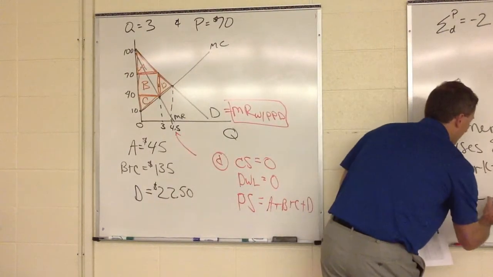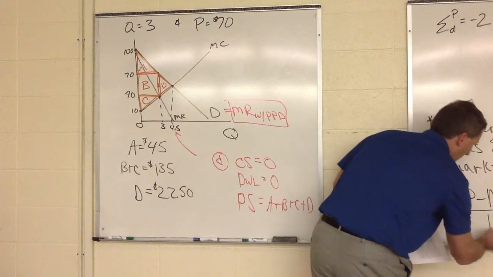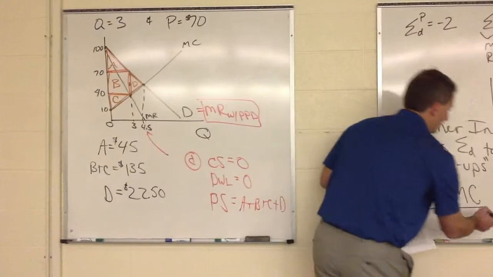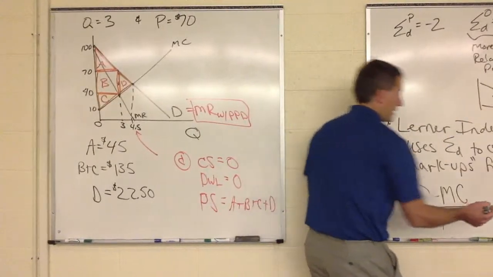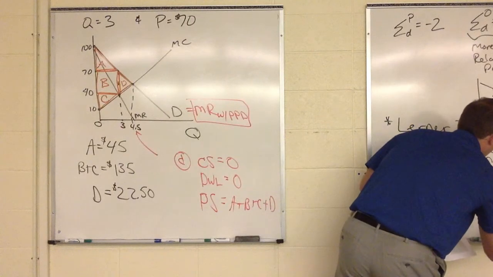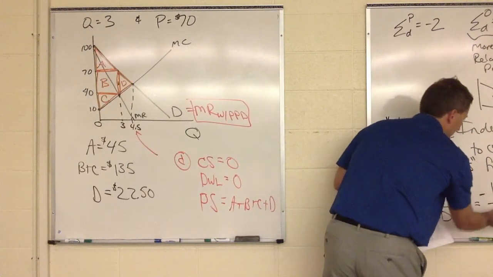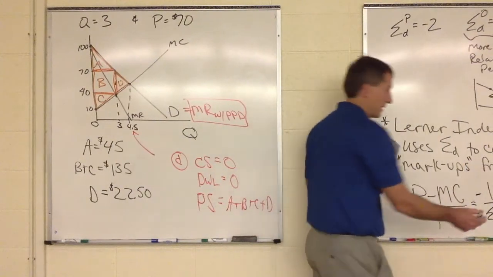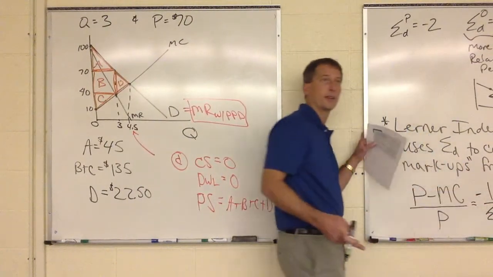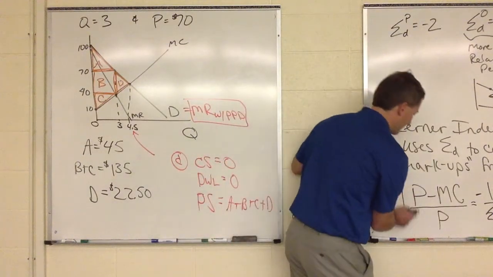Price minus marginal cost, divided by price, which is a little bit weird, equals 1 over the elasticity of demand. And then we're going to make this negative. Since the elasticity of demand is always negative, we cancel that out with a negative sign there. So this is the Lerner index.